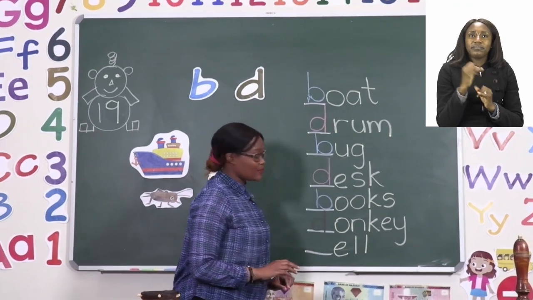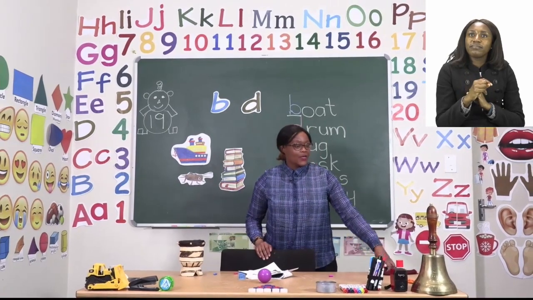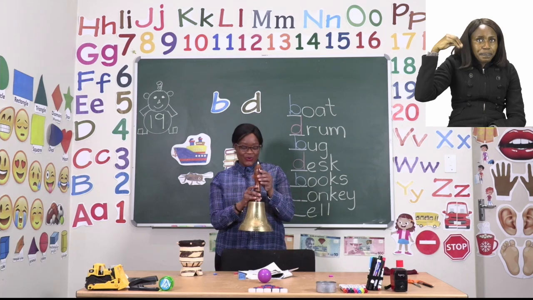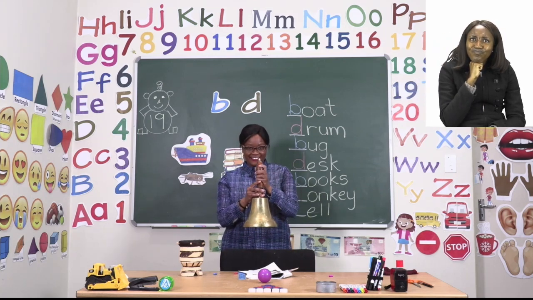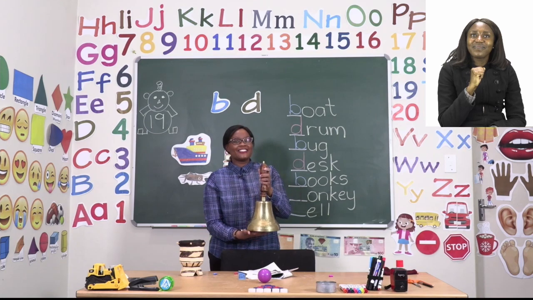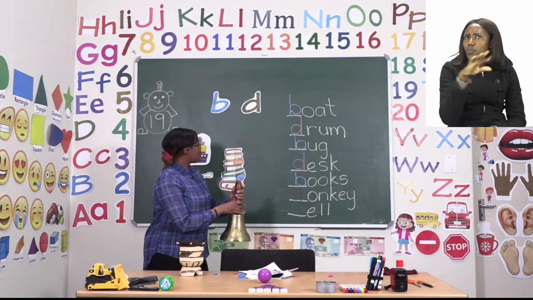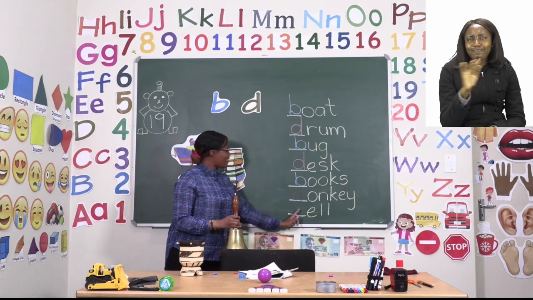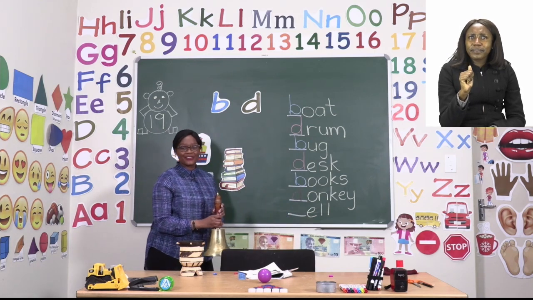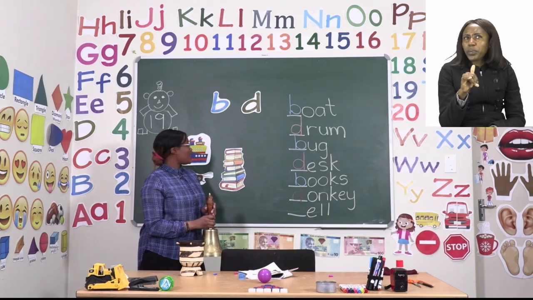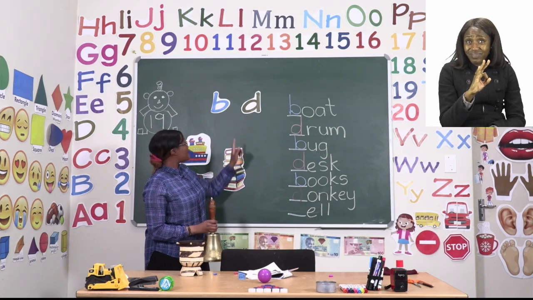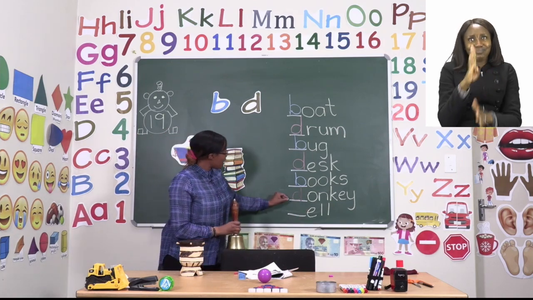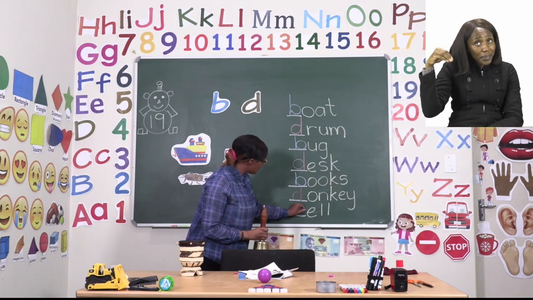Then the last item we're going to describe is the one on the table. This one makes a loud noise. Do we say the word Dell or bell? Which one is the correct one? Well, if you said the word bell, well done, good job. So go ahead and put a B.